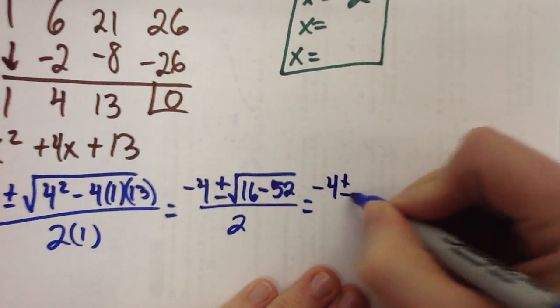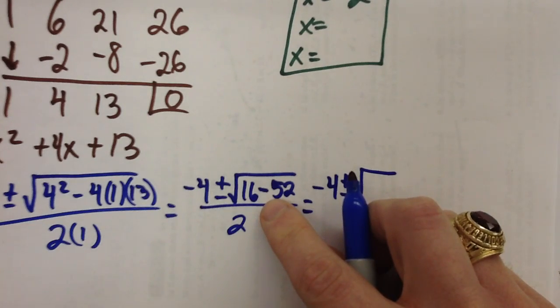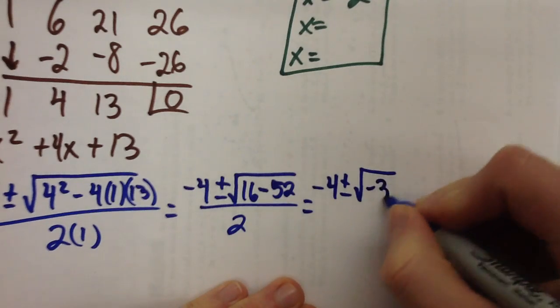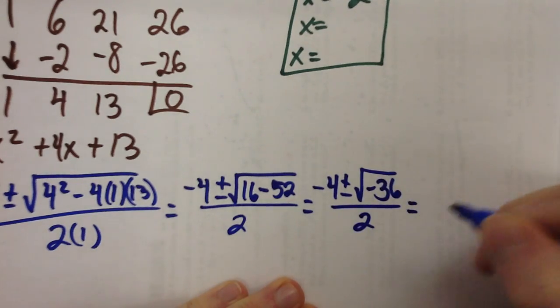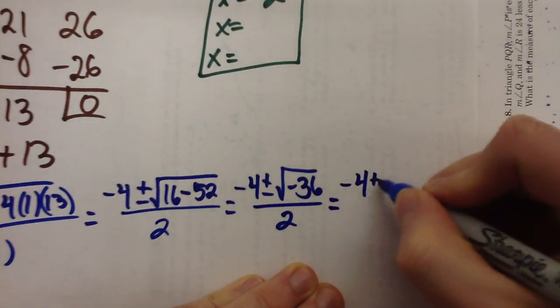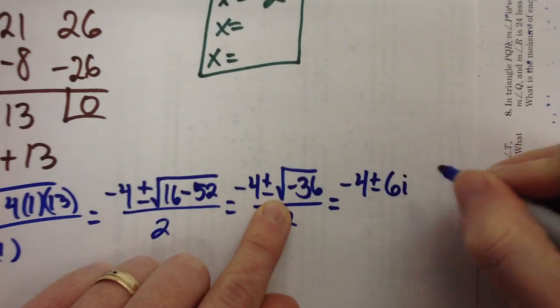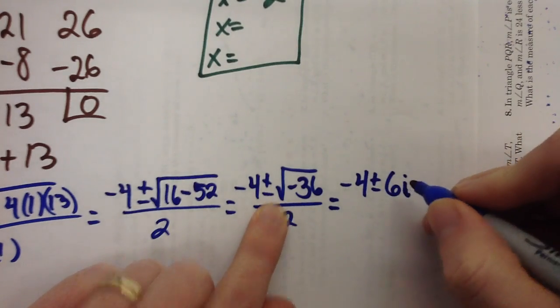So -4 plus or minus the square root of 16 minus 52. I might have to cheat off to the side here real quick. -36. It's okay to use a calculator to save time. Just don't let it do all the thinking for you. -4 plus or minus the square root of -36. All right, 6i. Should know that one by now.